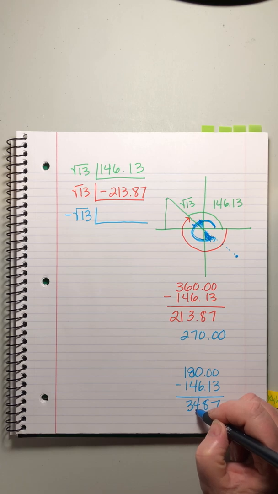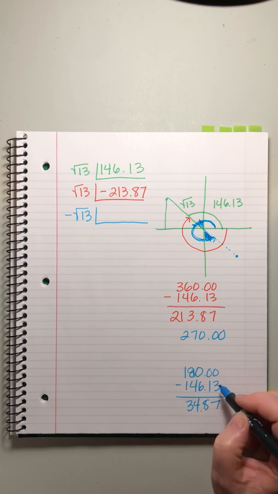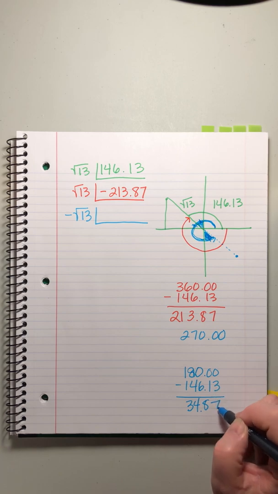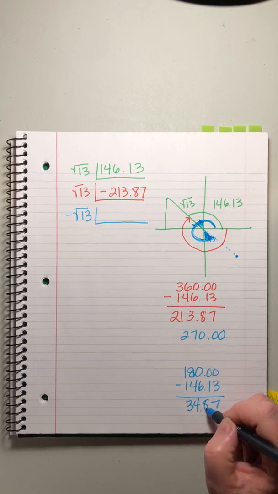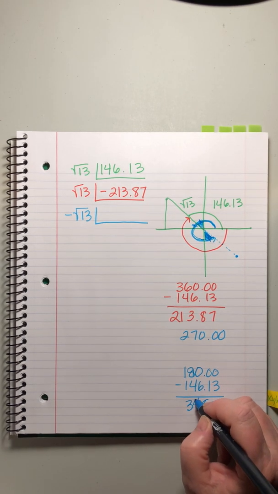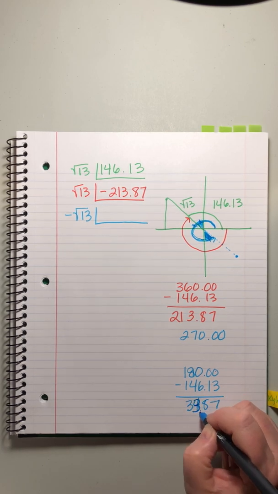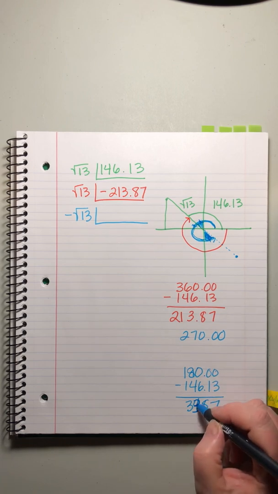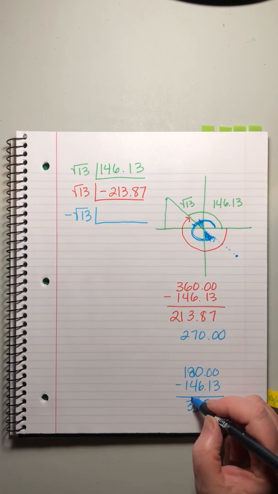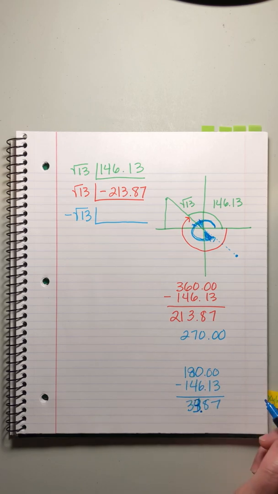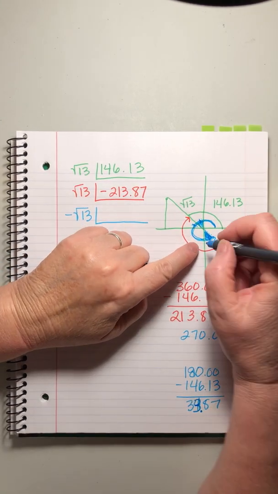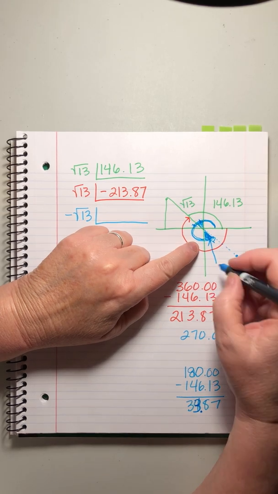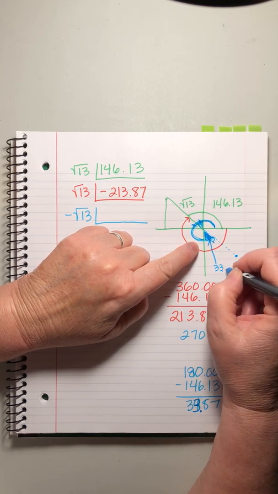Sorry, I'm having an addition drama in my brain. 7 plus 3 is 10. Carry the 1. 1 plus 8 plus 1 is 10. Carry the 1. No, this should be a 3. There we go. Okay? 10, 10, 10. 4 and 4 is 8. Okay. So this amount of the wedge is 33.87.